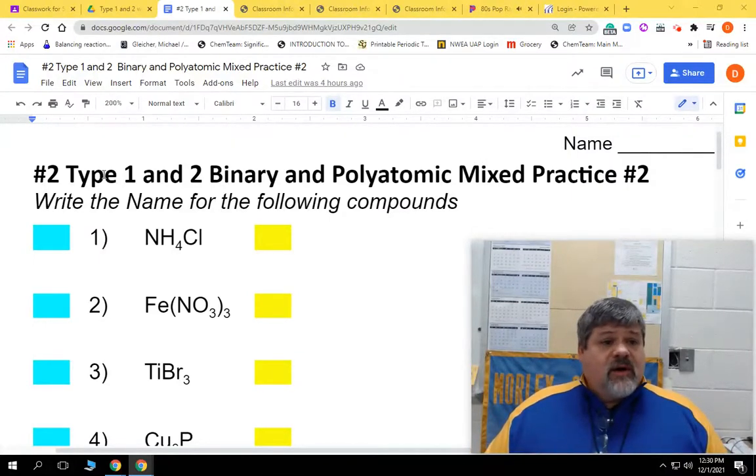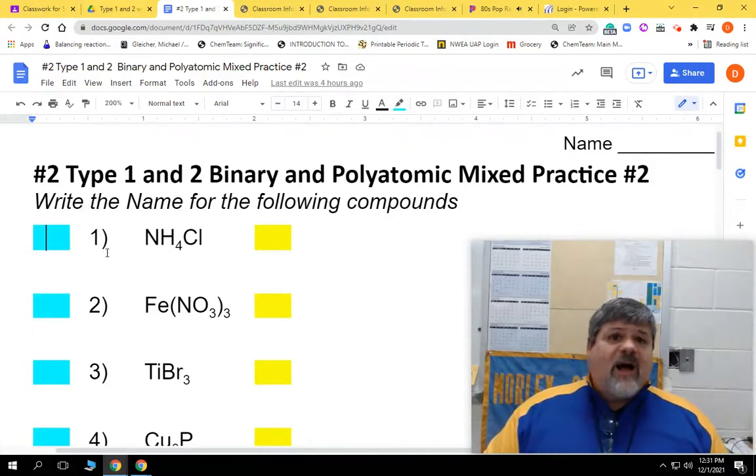So as we go through this, we have to put the type down, and then we have to either name it with the name or write the formula. In the first part here, we're going to write the name. So before we can write the name, we've got to know how we're going to write the name. So we're going to look at the first one.